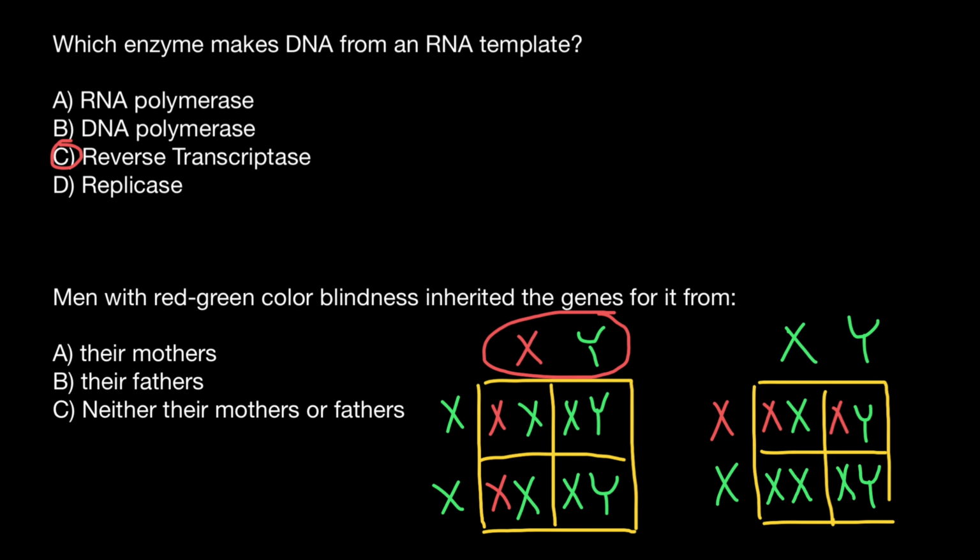And this time you see that 50% of the male progeny would be affected with this genetic disorder, and females are phenotypically going to be normal. 50% of them would be carriers, and 50% of the male progeny also going to be phenotypically and genotypically normal. So now you know that males inherit red-green color blindness only from their mothers and not from their fathers. So we can choose the correct answer: answer A.